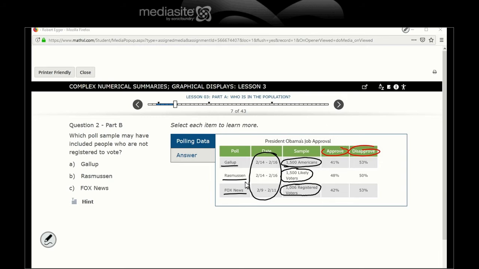Now, which poll sample may have included people who are not registered to vote? Well, we know it can't be Fox News because they only did registered voters. Likely voters, well, to be a likely voter, you have to be registered. So the answer has to be Gallup, because Gallup just somehow picked 1,500 Americans in general. So I'm going to say Gallup.